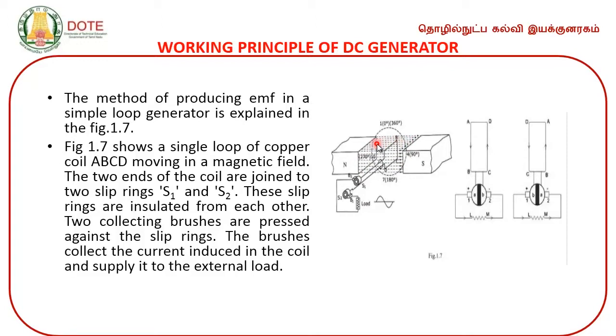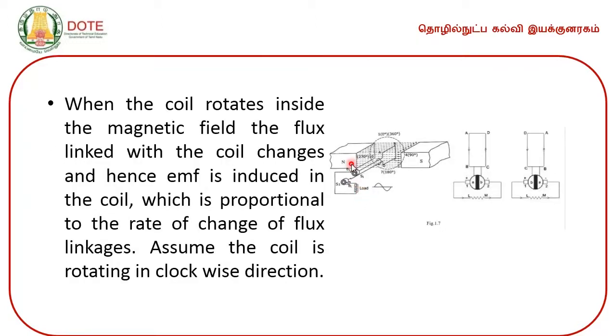The two ends of the coil are joined to two slip rings. So, here is slip ring 1, here is slip ring 2. These slip rings are insulated from each other. Two collecting brushes are pressed against these two slip rings. The brushes collect the current induced in the coil and supply it to the external load. So, this is the external load. When the coil rotates inside the magnetic field, the flux linked with the coil changes and hence the EMF is induced in the coil, which is proportional to the rate of change of flux linkages.